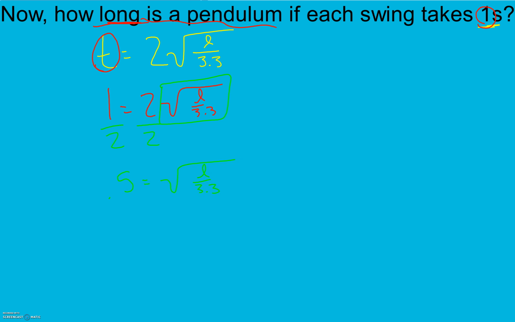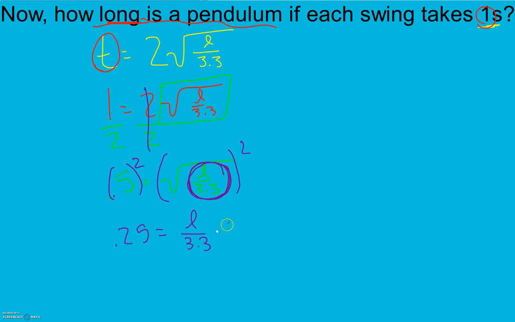Now, to get rid of my square root, since that's the only thing I have left on that side of my equation, I square. And I square both sides completely. Sorry, there's a 0.5. 0.5 squared gives me 0.25. And when I square a square root, all I get is my radicand exactly as it's written. So L divided by 3.3.